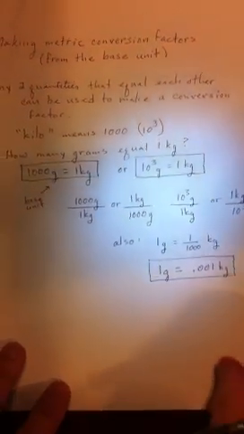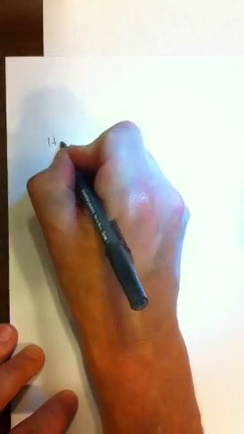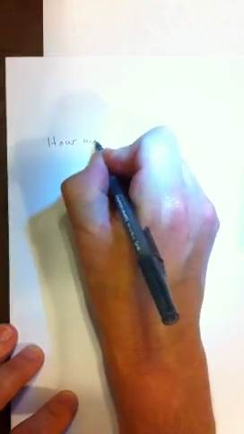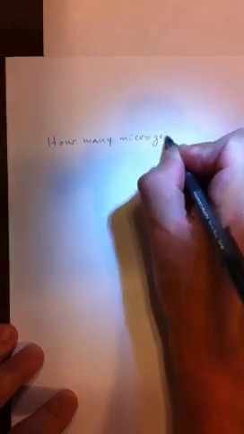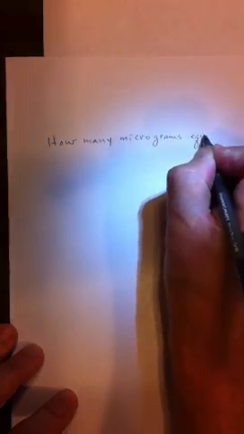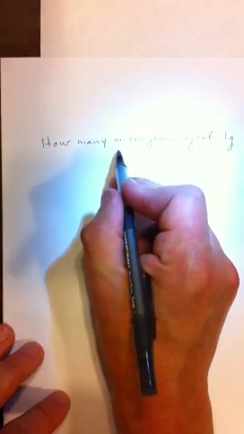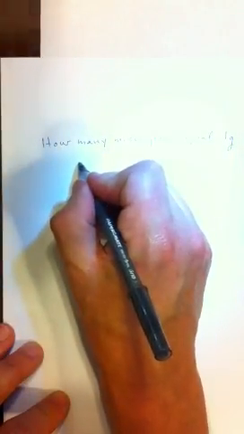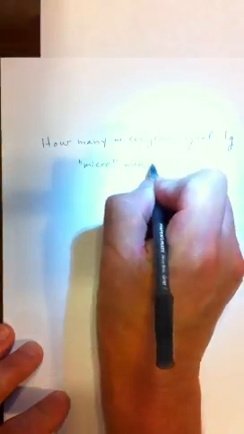Let's take one more quick example. How many micrograms equal 1 gram? This time we'll look at a smaller unit of measure. Well, ask yourself, what does the prefix micro stand for? Micro means 1/1,000,000th, or 10 to the minus 6 power.